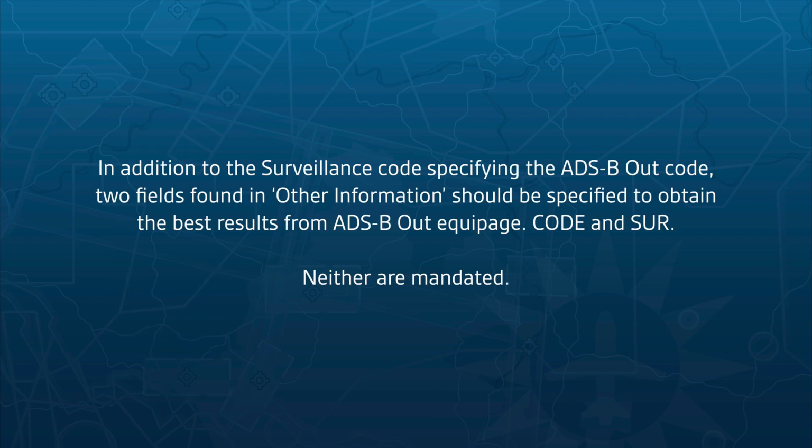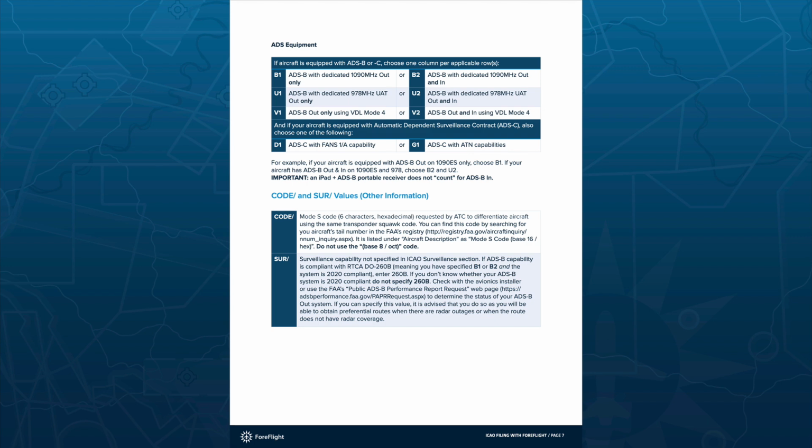So we're talking about that code and SIR and what they mean. So in addition to the surveillance code, specifying all the ADS-B out capabilities, the two fields found in other should also be specified just to obtain the best ADS-B out equipage for ATC. But even though they're there, neither of them are actually mandated. And I would recommend this to Canadian pilots that specifically fly or are planning to fly in the United States for a number of reasons.